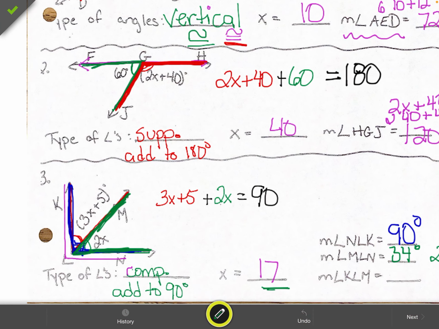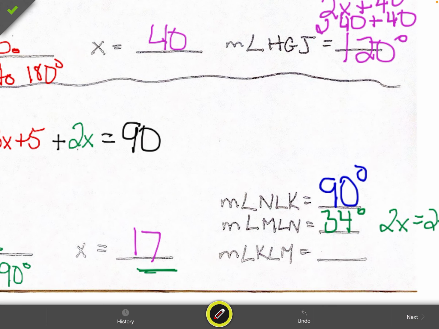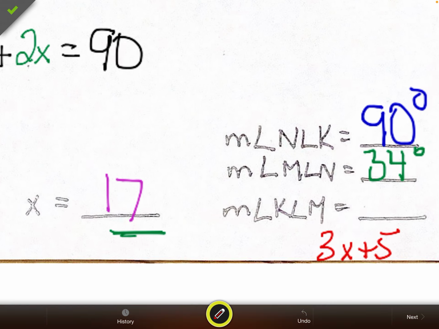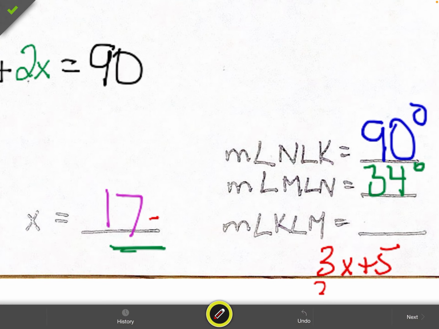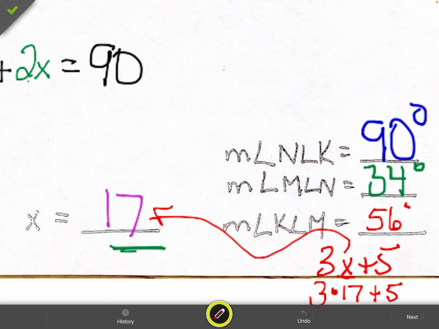They also want KLM, so again, trace it, K to L to M. Now that's the 3x plus 5. So 3x plus 5. But we just found x was 17. So I'm going to say 3 times, instead of x, I put the 17, plus 5. And again, use Desmos if you're not good or don't want to do it in your head, and that's 56.